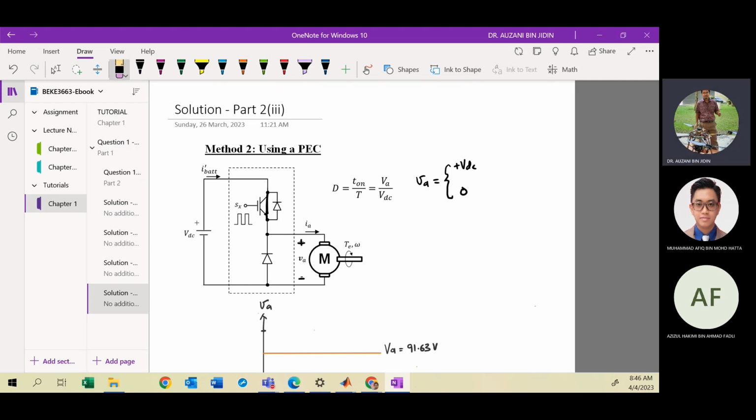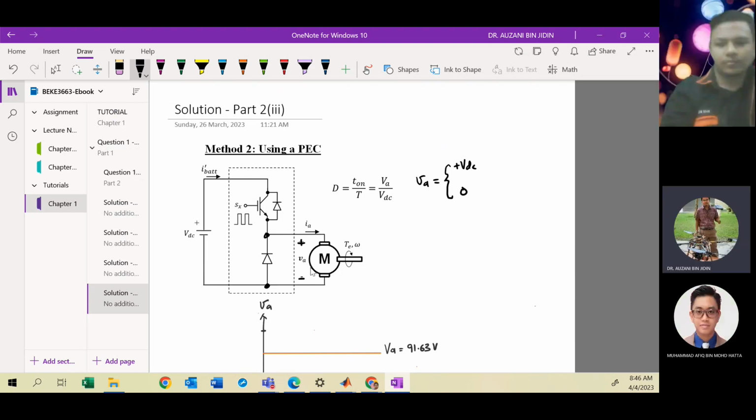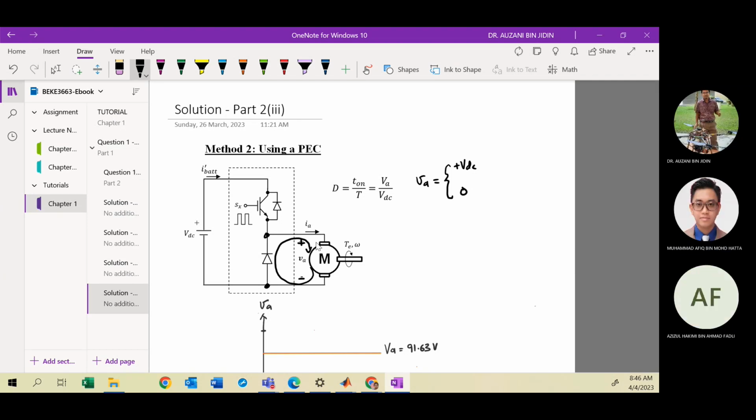Otherwise, when the switch is off, the freewheeling diode will turn on. When the diode is turned on, it creates a short circuit across these two terminals. That's why your VA will be 0, because your current circulates in this loop. So VA is VDC if the IGBT is on, and VA is 0 if the IGBT is off.